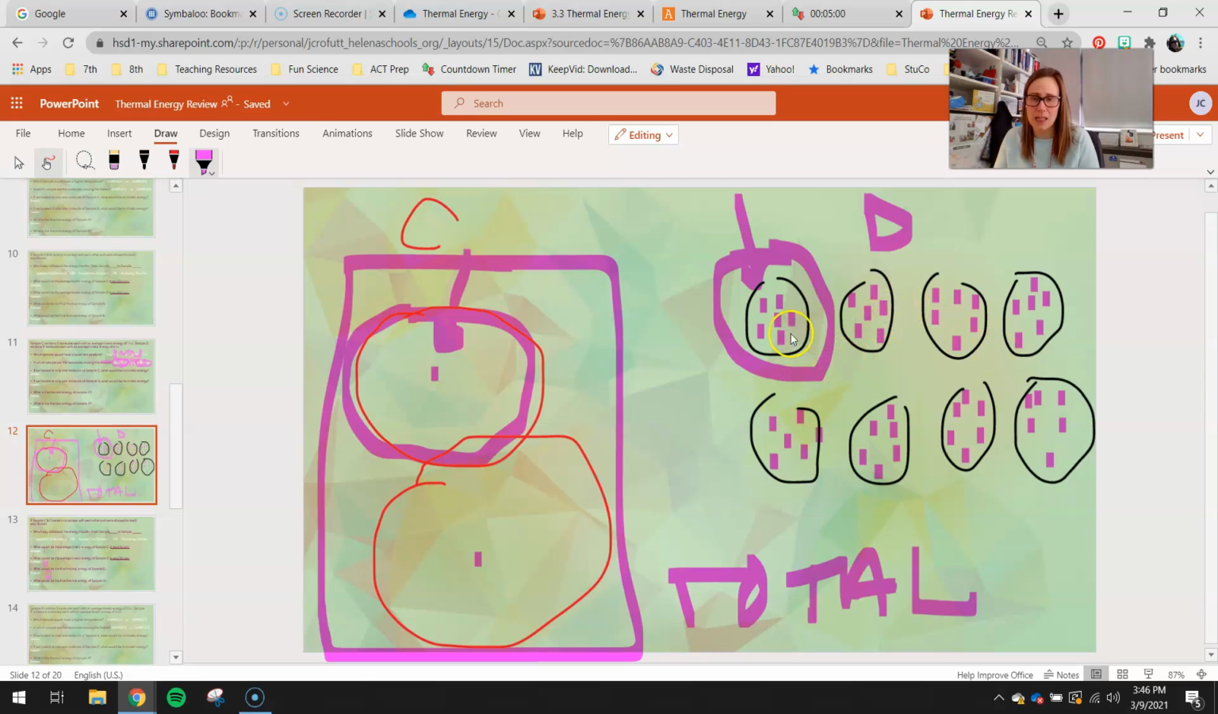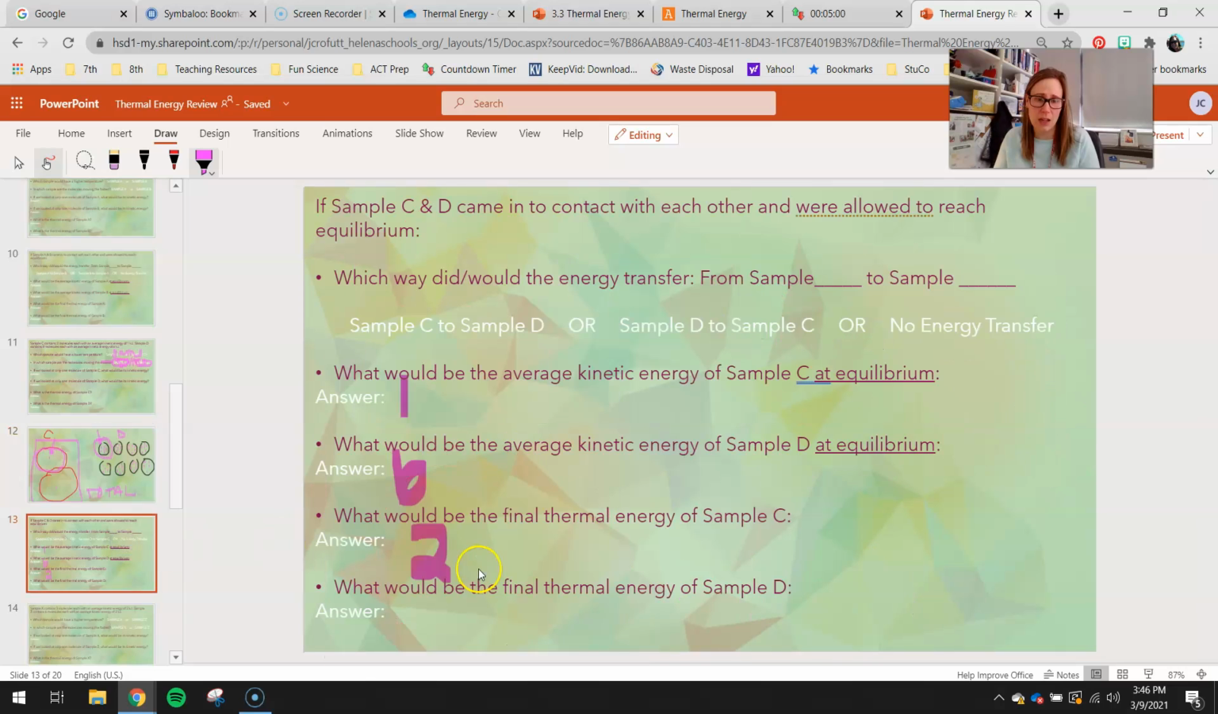So 6 times 8. So we got 6, 12, 18, 24, 30, 36, 42, 48. So my total kinetic energy there would be 48. Okay, you guys can, of course, type those in instead of using the draw tool. Okay, so that's that first part of the slide.